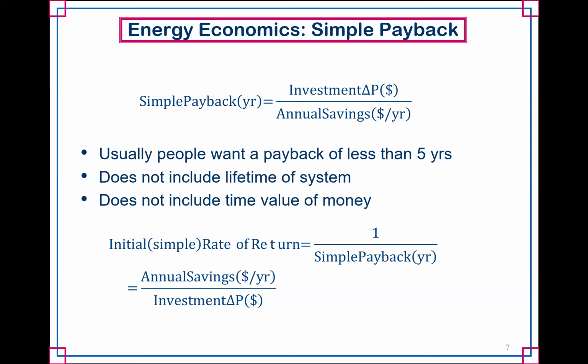If we take an investment and we divide by the annual savings, so we had to outlay some money, and we're going to get a certain annual savings per year, then this will tell us how many years it takes for us to pay back that investment. And your typical value for a payback is less than 5 years. Some investors will say 3, some will say 7, it really depends on what you're proposing.